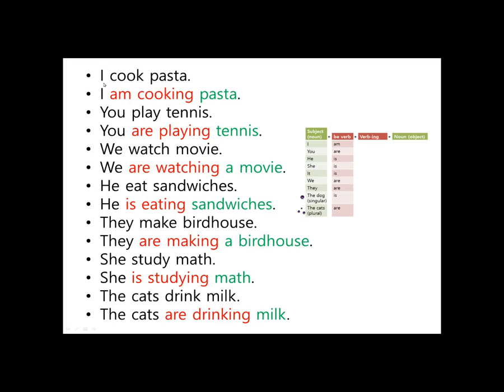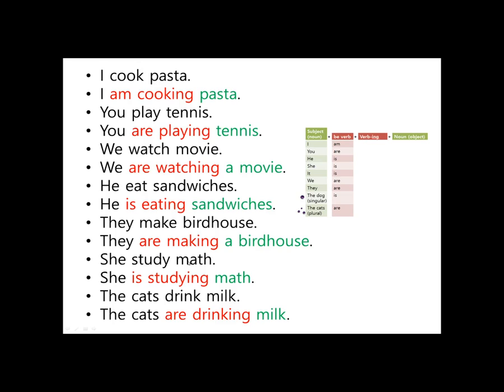Okay, so let's check. I cook pasta. I am cooking pasta. You play tennis. You are playing tennis. We watch movie. We are watching a movie. Don't forget your article a means one. He eat sandwiches. He is eating sandwiches. They make birdhouse. So this is one thing. Don't forget. So they are making a birdhouse. So we need the article a here.